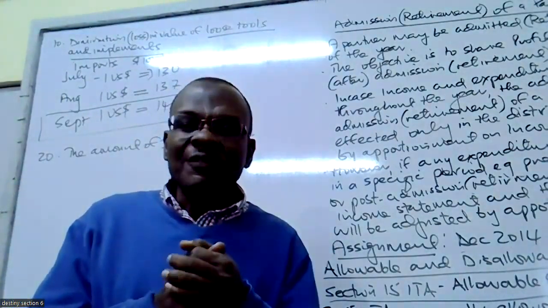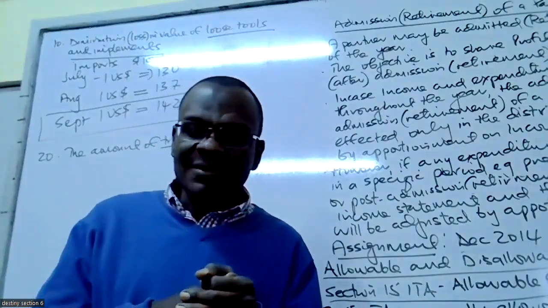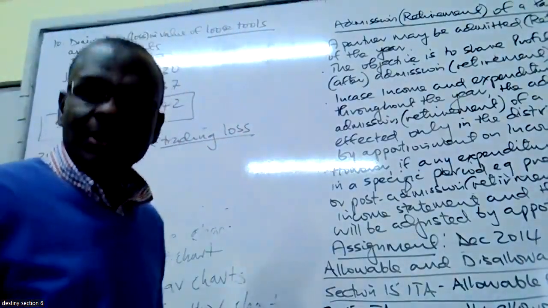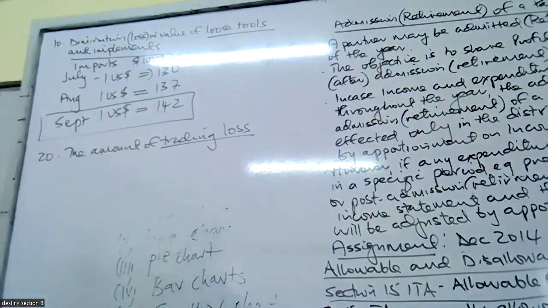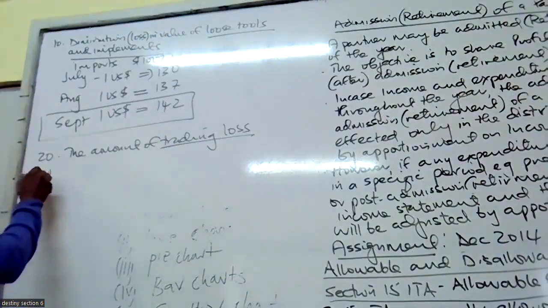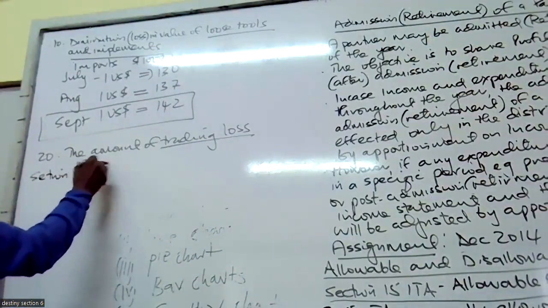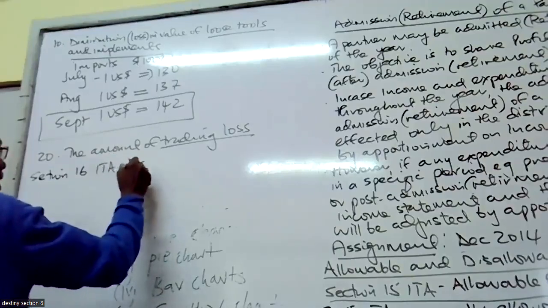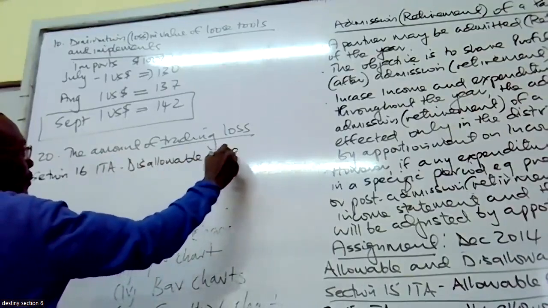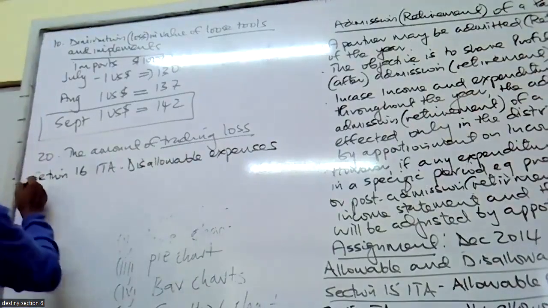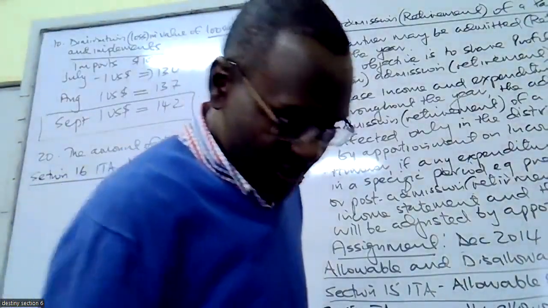Now we'll turn to the final list, which is section 16 of the Income Tax Act. This one has a list of principles again, which guide us as far as disallowed expenses are concerned. So we look at section 16 of the Income Tax Act, ITA. We call this disallowed expenses. Section 16, disallowed expenses.